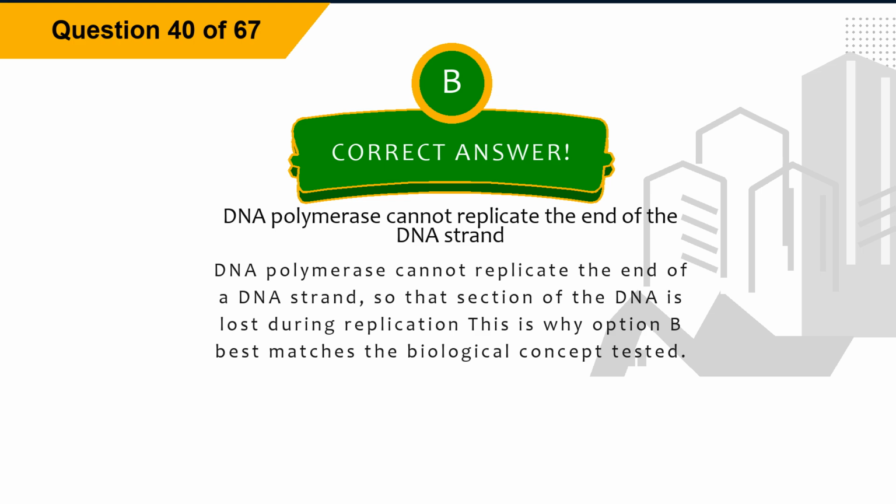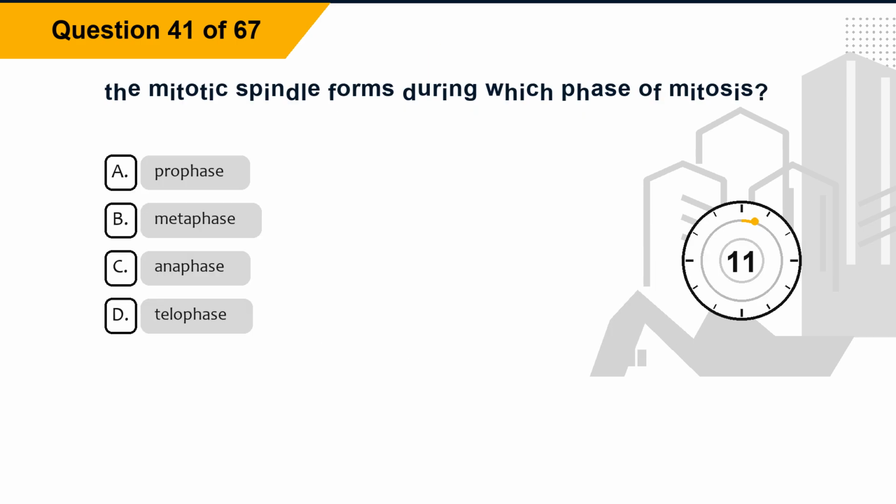Explanation. DNA polymerase cannot replicate the end of a DNA strand, so that section of the DNA is lost during replication. This is why option B best matches the biological concept tested. Question 41. The mitotic spindle forms during which phase of mitosis?